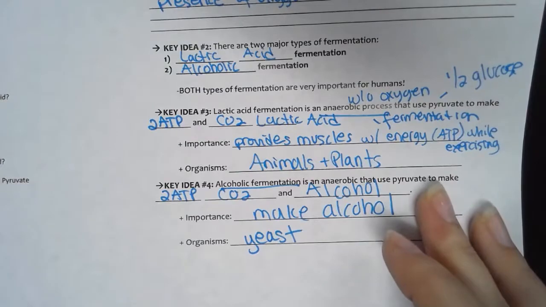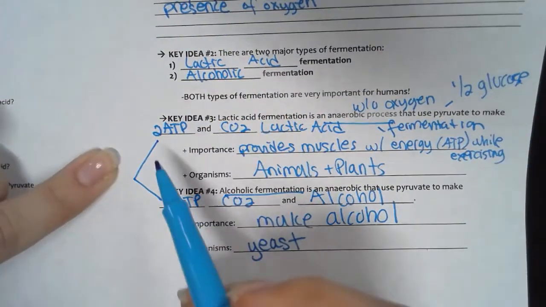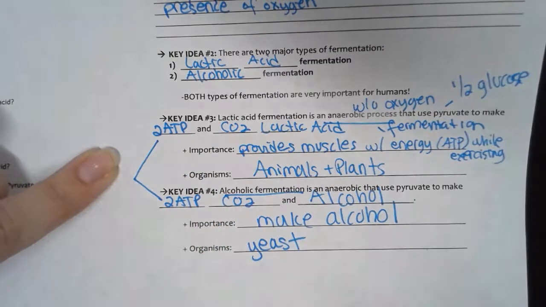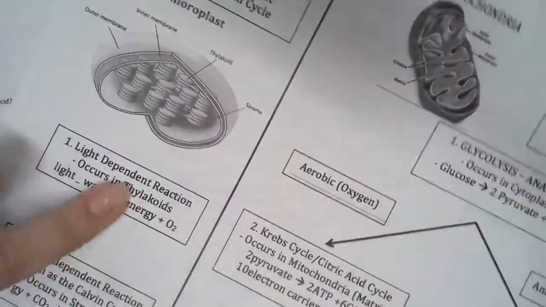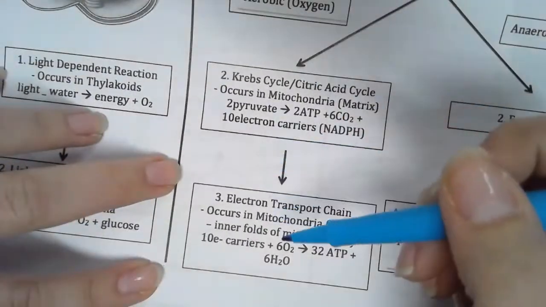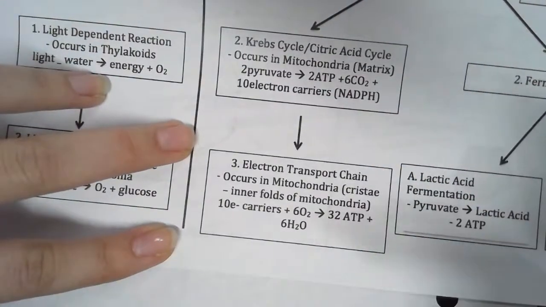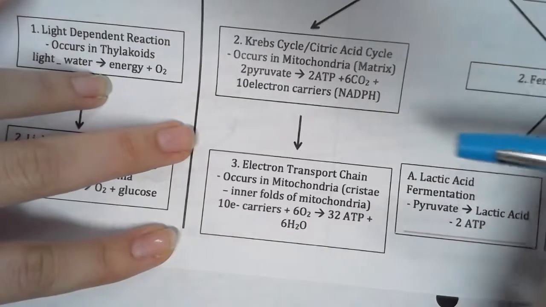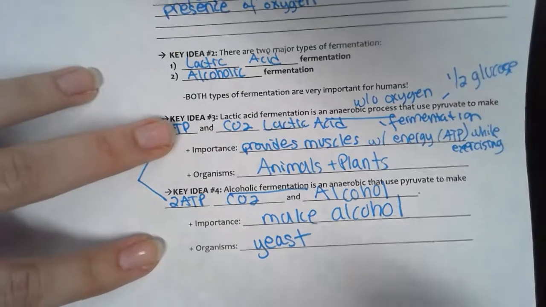As you notice, though, I want you to look at these products of ATP. There's 2 ATP from lactic acid fermentation and alcoholic fermentation, as opposed to yesterday, where you learned that aerobic cellular respiration produces a total of 36 molecules of ATP. So having oxygen is definitely ideal for humans and most animals. But when we don't have any oxygen, we turn to fermentation.